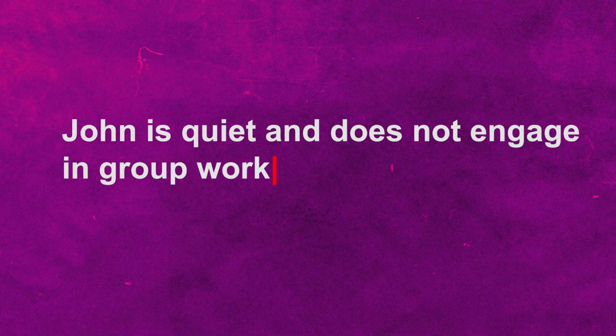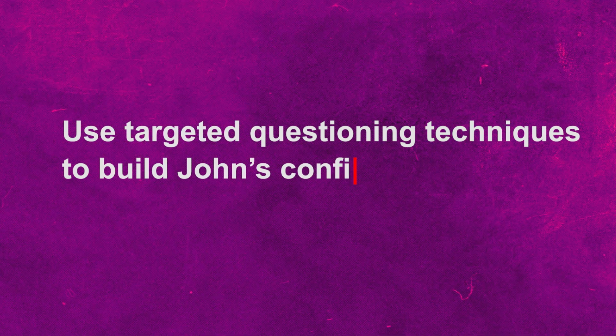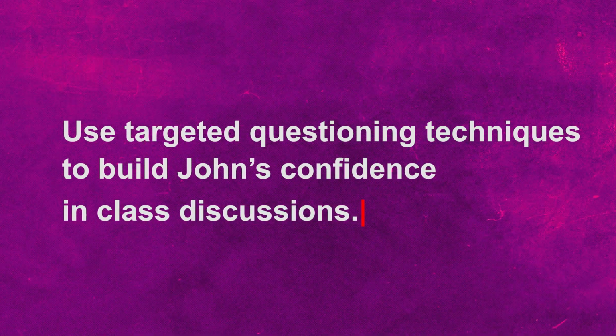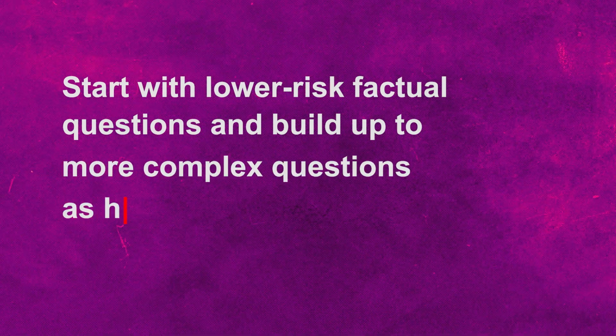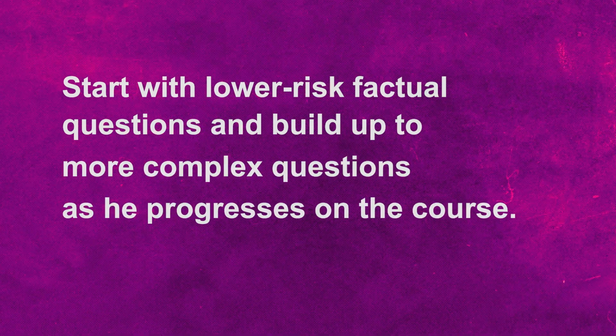For example, if a student is quiet and struggles with participation, don't just write "John is a quiet student who doesn't engage in group work." Instead, make your strategies specific. Use targeted questioning techniques to build John's confidence in class discussions. Start with lower risk, factual questions and build up to more complex questions as he progresses through the course. Now that's a strong strategy because it shows what you'll do, how you'll do it, and sets a clear goal for progress.